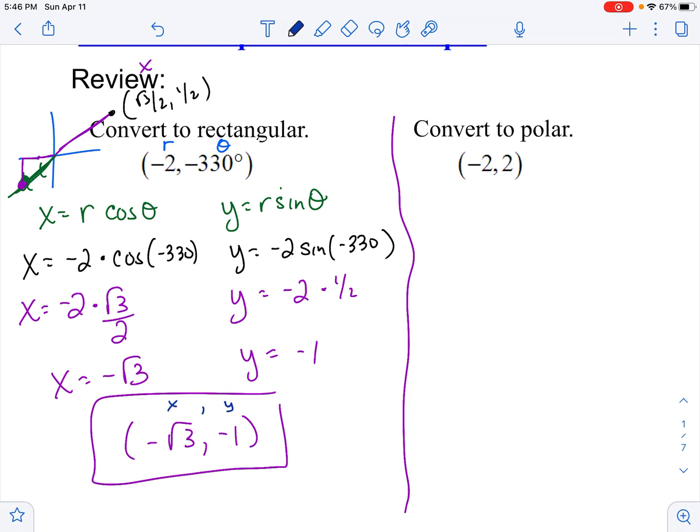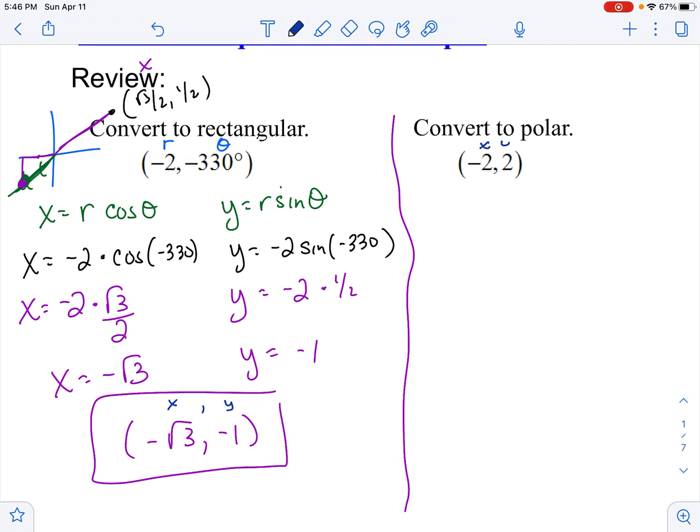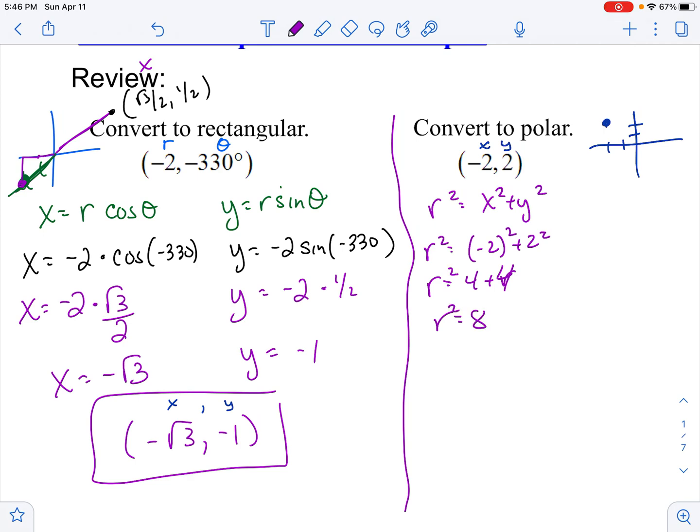All right, so now we're going to do the same thing, but this one is polar. We're going to convert to polar. So this is in rectangular, so that's x comma y. So again, our point we know is at -2 and then +2, so it's in quadrant 2 here. All right, so let's go ahead and find r. So we know that r squared is equal to x squared plus y squared. So I know r squared is going to be the same as -2 squared plus 2 squared. So that's 4 plus 4, or that's 8 for r squared.